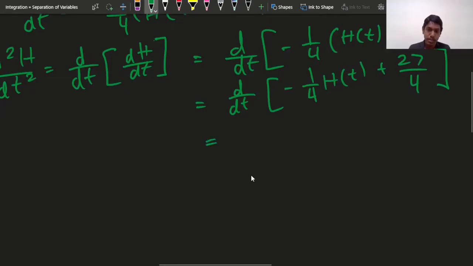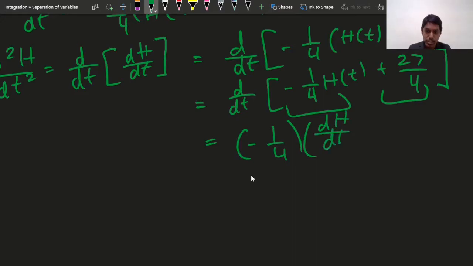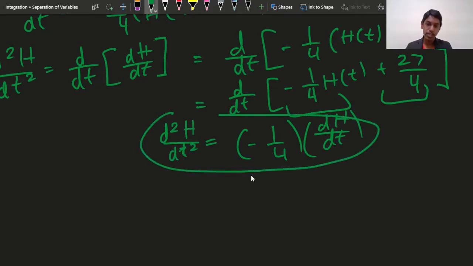And then what happens is this part's just going to be 0 when you differentiate it, and this part's going to be minus 1/4. That's a constant, and then you're multiplying by dh/dt, right? If you want, you can write this h prime, but it's really the same thing. And that, what is that? That's our second derivative with respect to t. Okay, great.